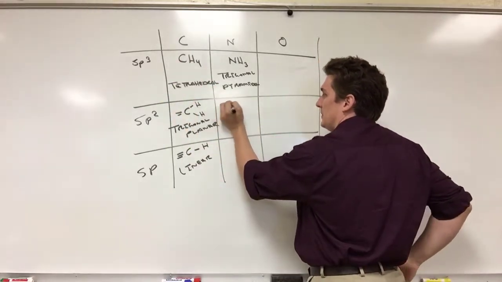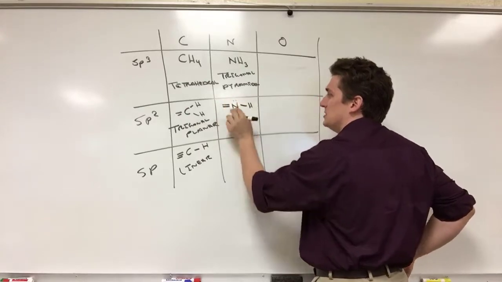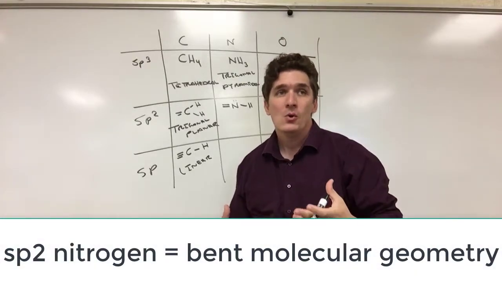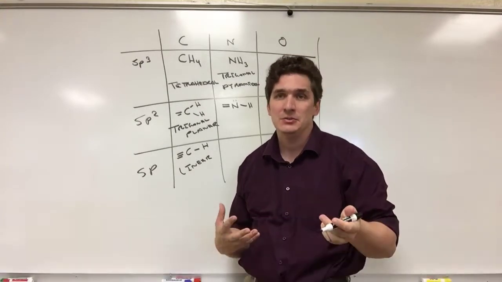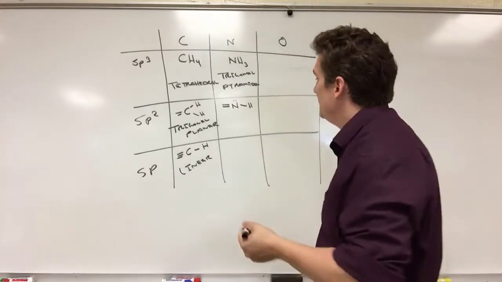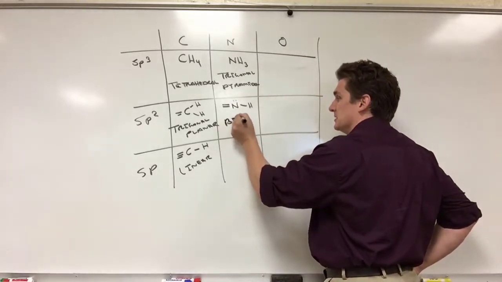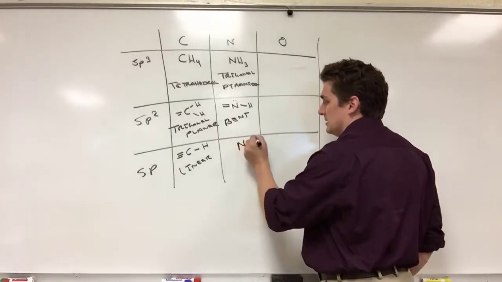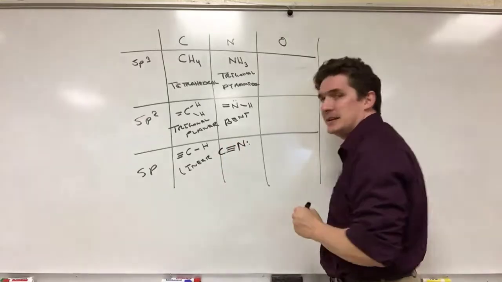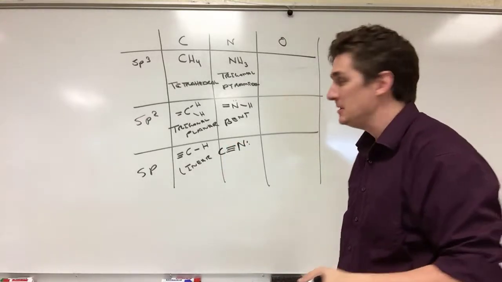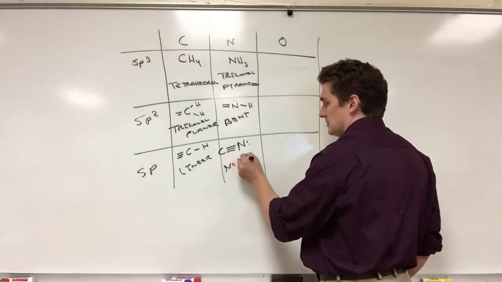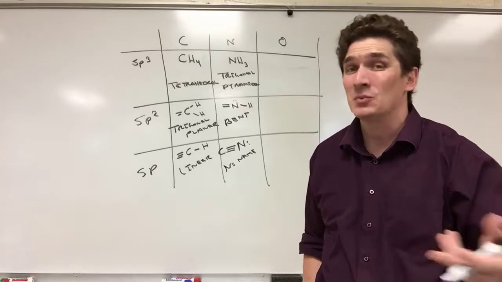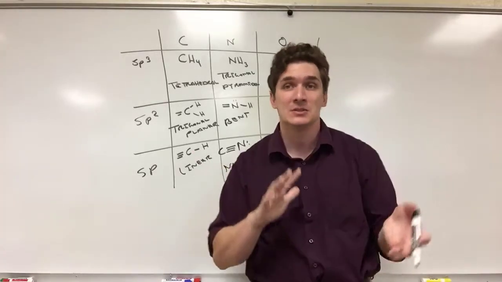sp2, this is going to be nitrogen sharing a double bond with a neighboring atom. So in this case, something like a carbon-nitrogen double bond, or if we look at something like N2H2, something like that. In this case, the molecular geometry here is bent. Now for nitrogen sp hybridized, this is something like cyanide, CN, carbon with a nitrogen with a triple bond. We don't have a name for this. Some people will classify it as linear, but this is kind of misleading because there's nothing around it. Molecular geometry is supposed to talk about the atoms relative to the central atom.